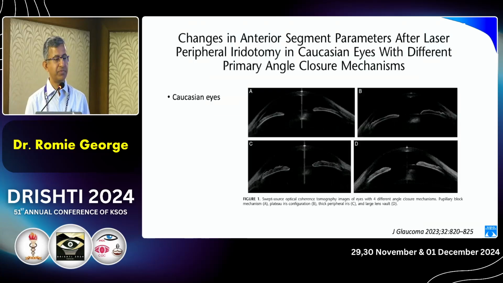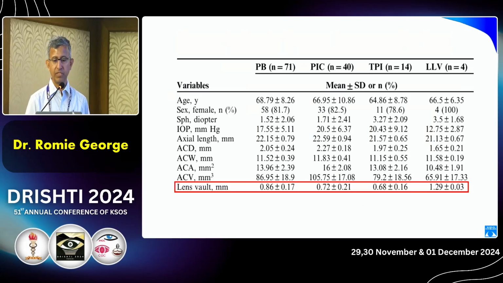There's a third paper which saw what happens to these parameters once you finish the YAG laser iridotomy. So these two studies that I showed you are untreated eyes. So once you treat, what happened? They again divided them into these 4 categories. And what they found was that once you divided it like this, just 4 out of the 118 eyes, or 3% of the eyes, were actually lens vault. The rest were fitting more into the other mechanisms.